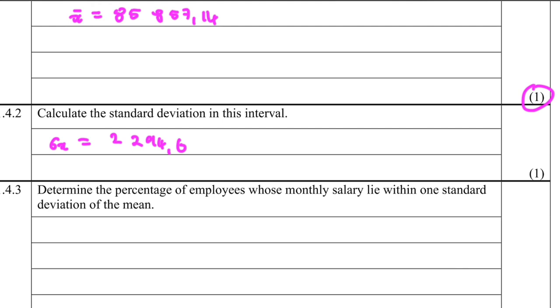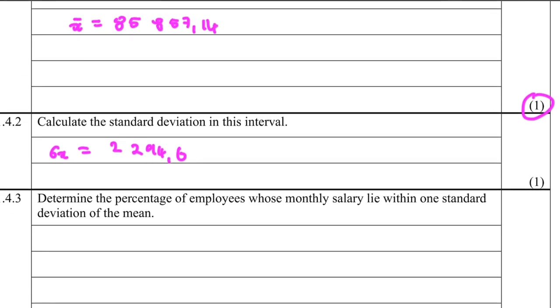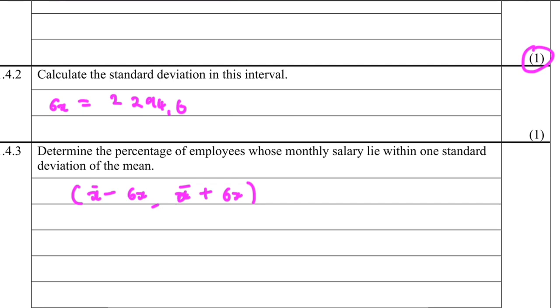And then 1.4.3, determine the percentage of employees whose salary lies within one standard deviation of the mean. So we know that we're going to say mean minus standard deviation, mean plus standard deviation. We want to find our range for one standard deviation within the mean, right?